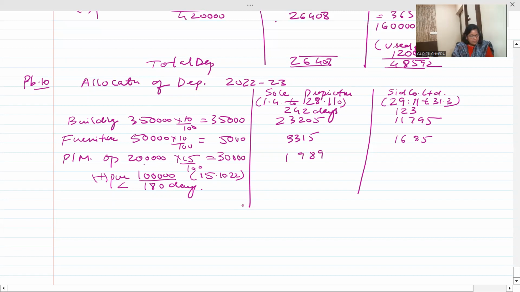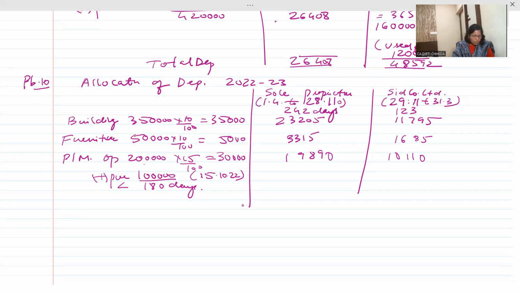19,890. 10,110. देखो करेक्ट है. 2 lakh पे 15% into 123 divided by 365 is 10,110. Now this is used 1 lakh वाला है ना.